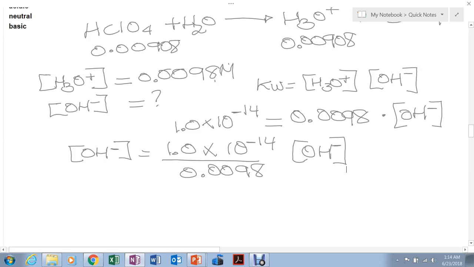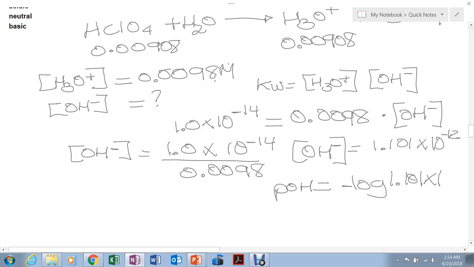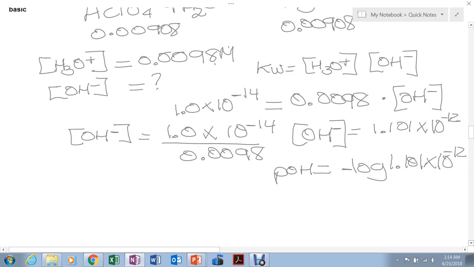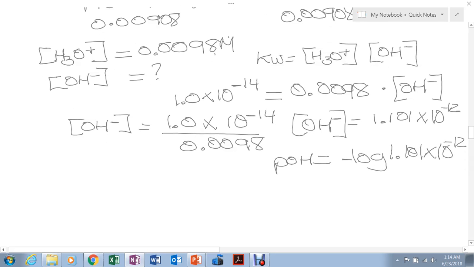I didn't take it to 1.1 or 1.011. I did it like that, and then the pOH would be equal to minus the log of this number, 1.1 by 10 to the negative 12. If you do it with 1.1, for example, or with 2 sig figs here, rounding, you're going to get also the same answer.